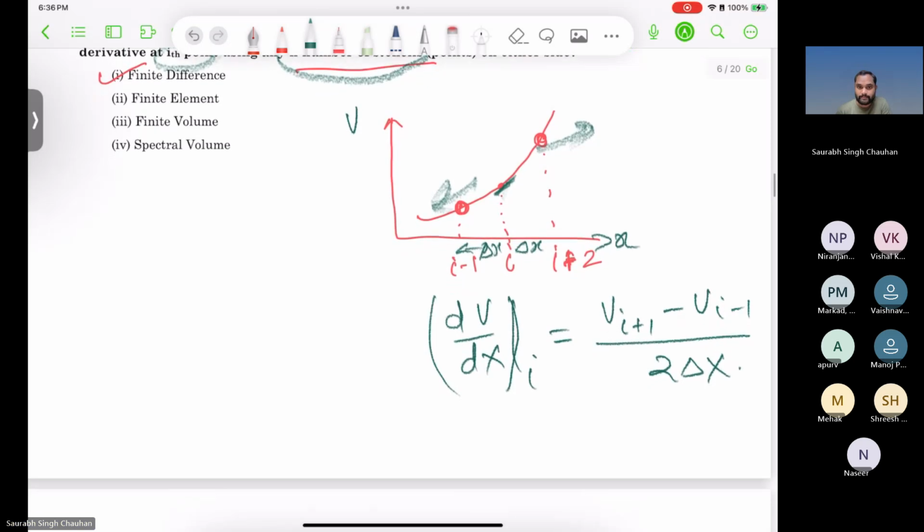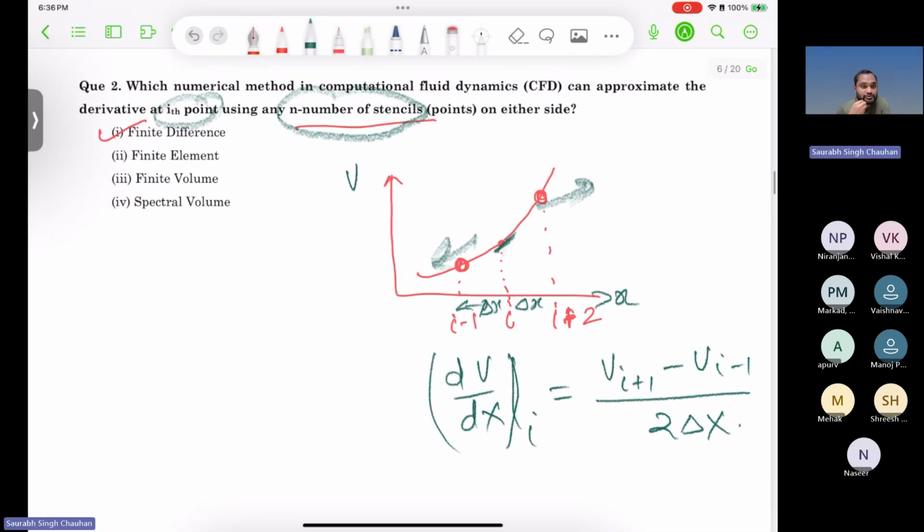So if there is no doubt, then we will move to the next question. You should know something related to Taylor series from your mathematics. So if you have not studied, then I will request you to kindly go through the Taylor series expansion. Okay.